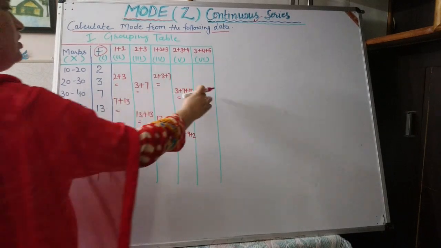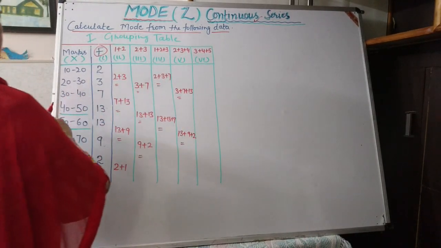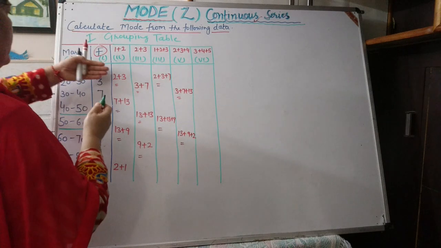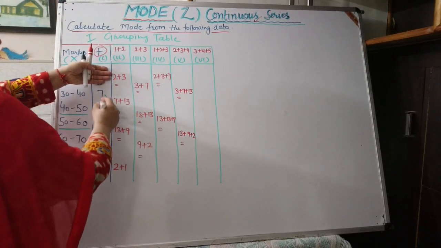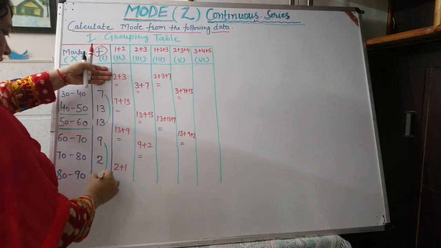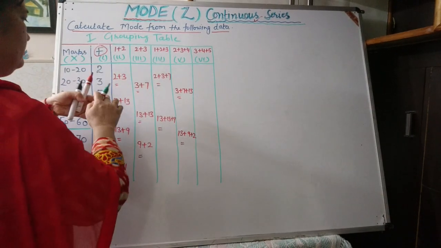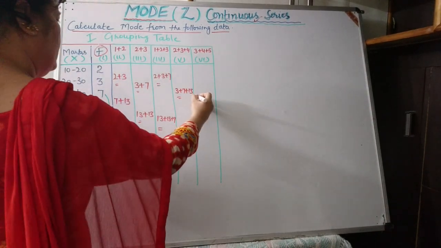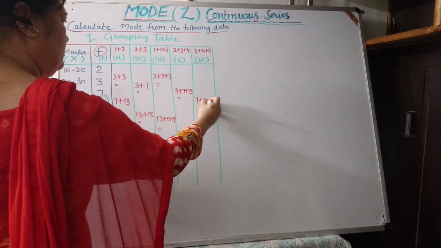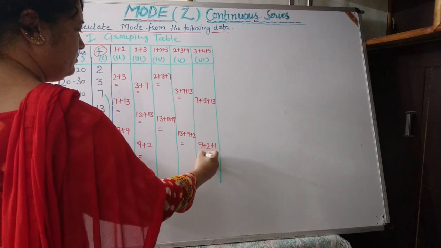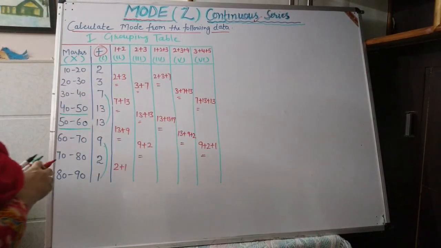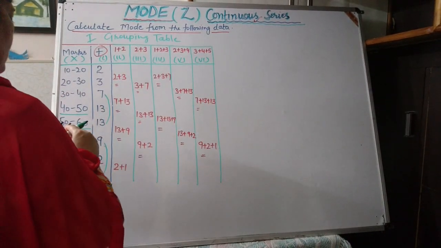And in our last column, which is the sixth column, we will skip the first 2 frequencies, 2 and 3, then group another 3: 7 plus 13 plus 13, and last 9 plus 2 plus 1. So we have completed the grouping table, all the columns.